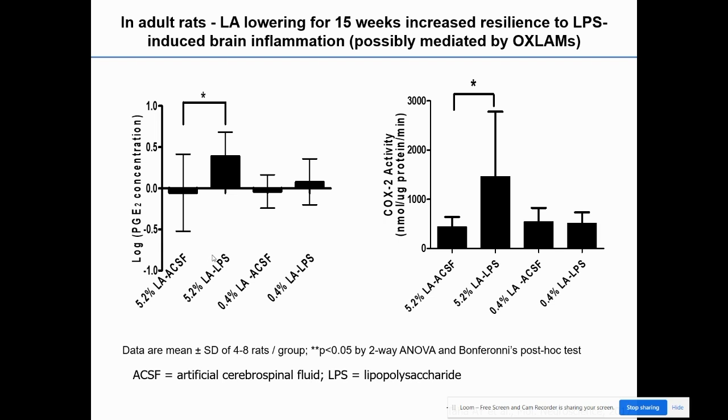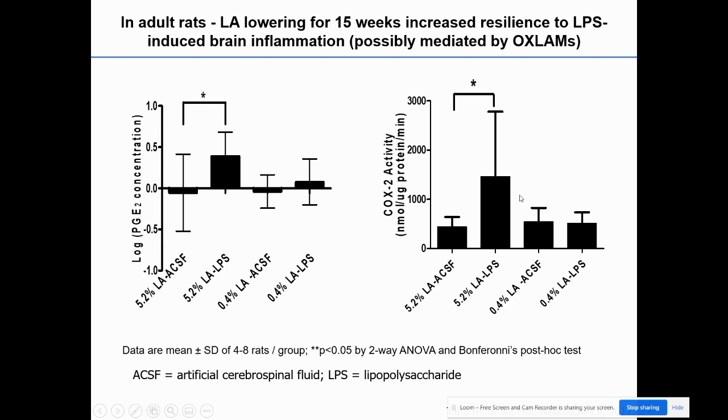And what you see is when you inject lipopolysaccharide into the brain of rats maintained for 15 weeks on the 5.2% energy LA diet, you see an increase in prostaglandin E2, which is an inflammatory marker. So you see an increase in inflammation. But this increase was blunted or almost abolished when the rats were on a low LA diet, a 0.4% LA diet. And COX, cyclooxygenase, is the enzyme that makes prostaglandin E2. So this confirms that with the LPS, you increase cyclooxygenase activity, leading to more prostaglandin E2. But this activation of this enzyme is blocked when you maintain the rats on a low LA diet.